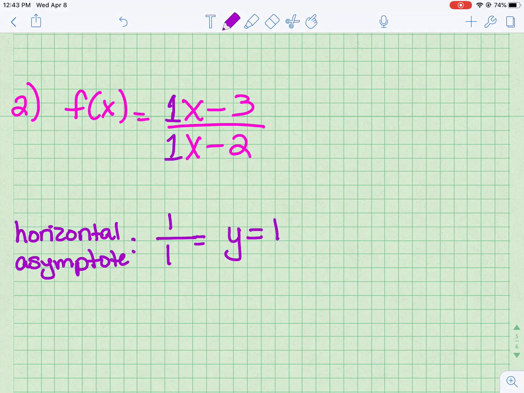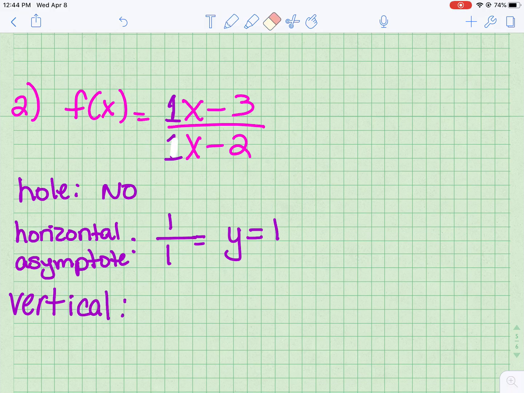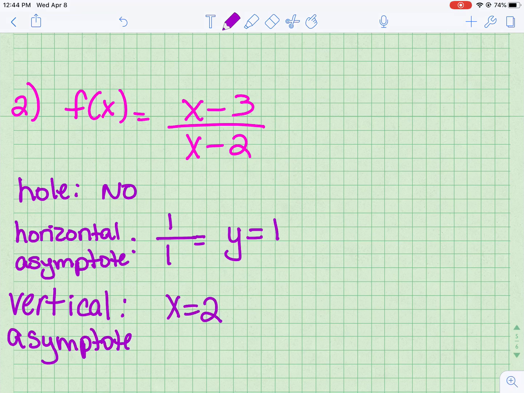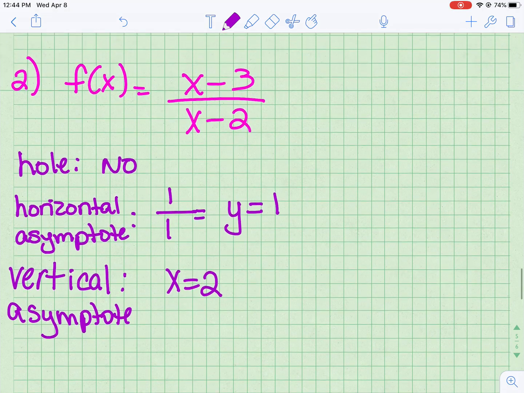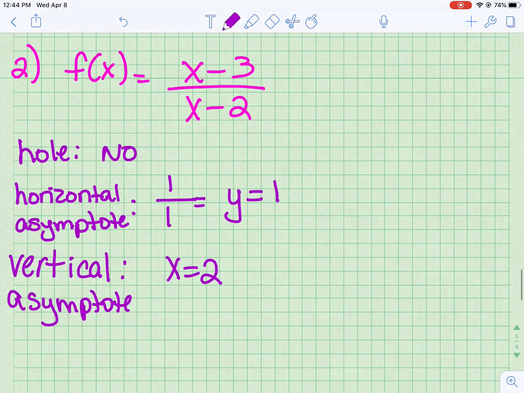And then what would be the vertical asymptote? In this case, there are no holes because there's nothing to cancel out. As soon as you don't cancel out, you say no hole. The vertical asymptote is found by looking at my denominator, which is x minus 2. So my vertical asymptote is x equals 2, because that's what's left in the denominator.